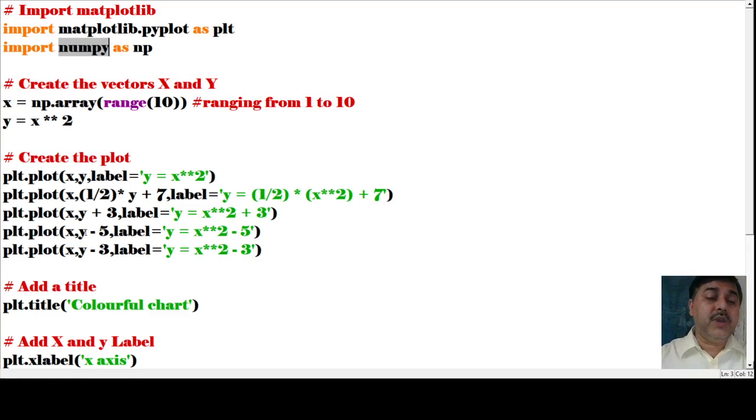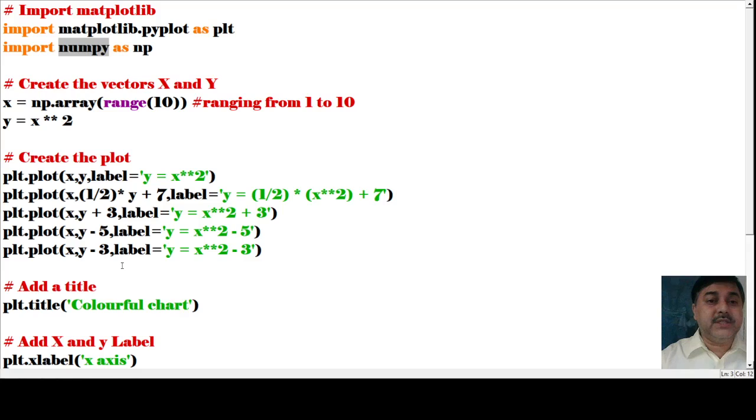Next, x has been taken as x, plt.plot x, and y has been taken as y minus 5. The label has been given as y equals x into 2 minus 5. Next, plt.plot has been given x comma y minus 3. That means the label is y equals x into 2 minus 3.